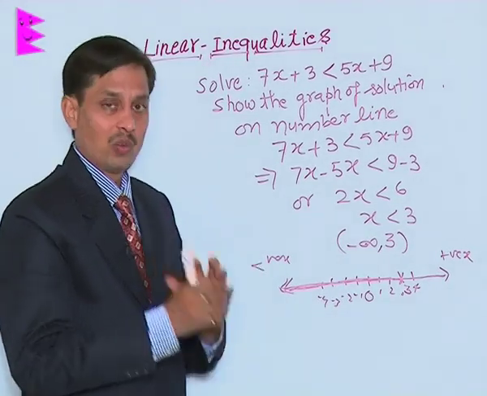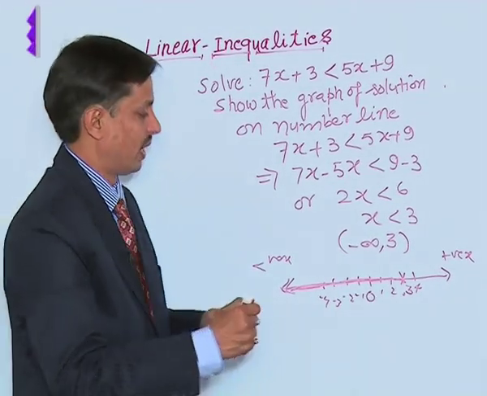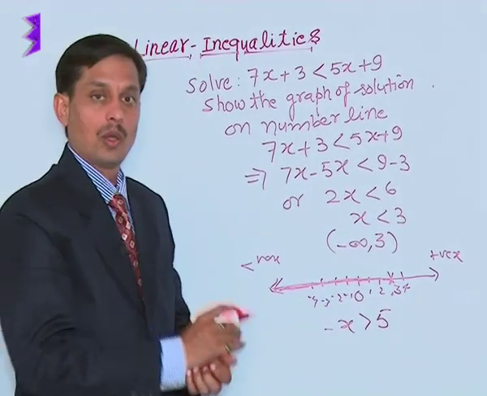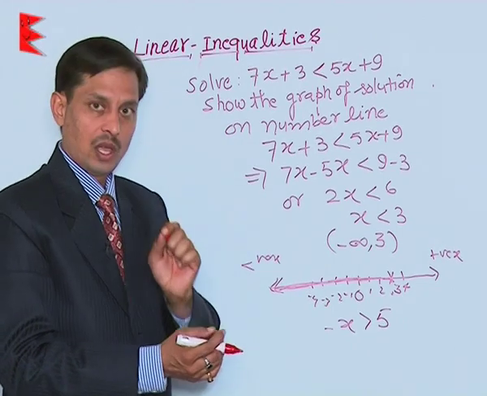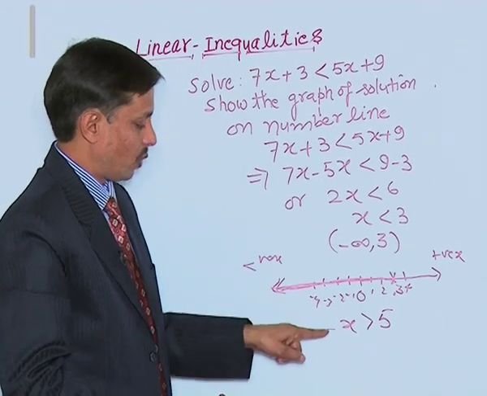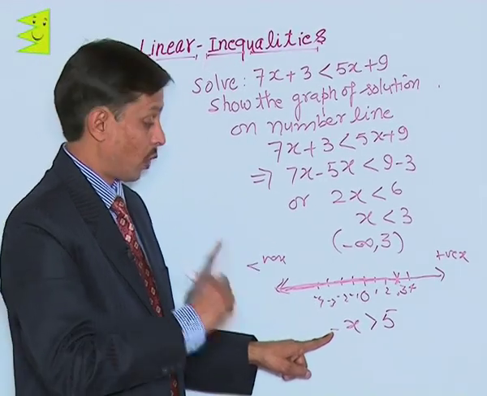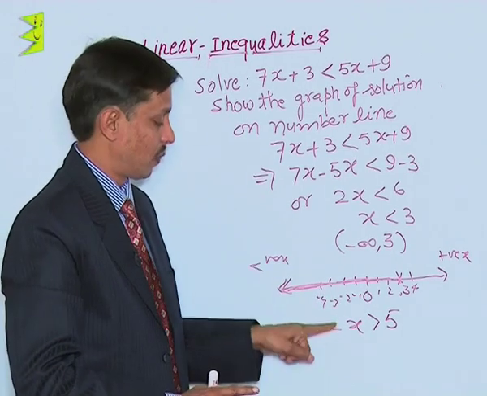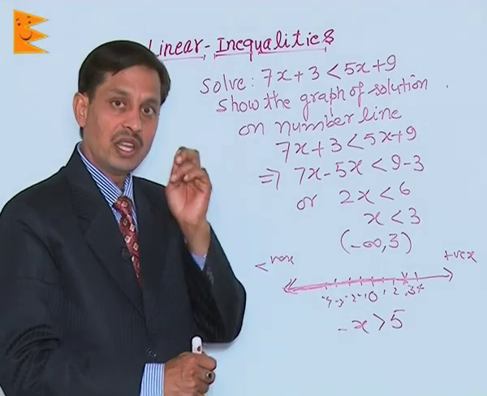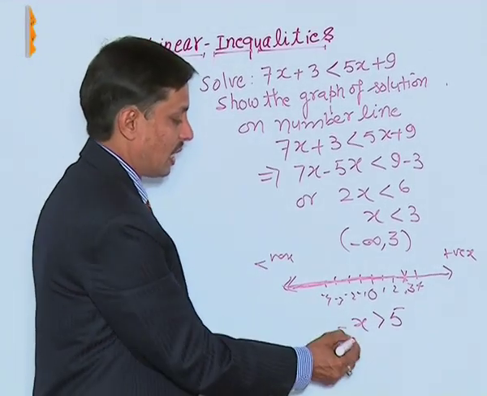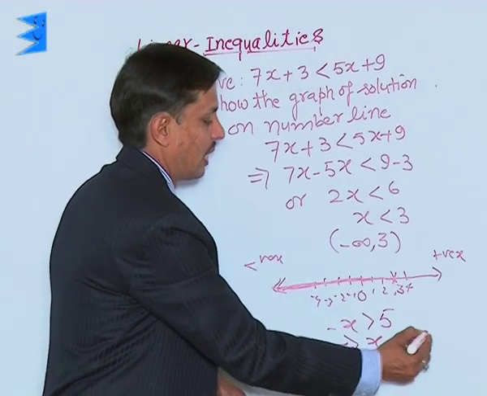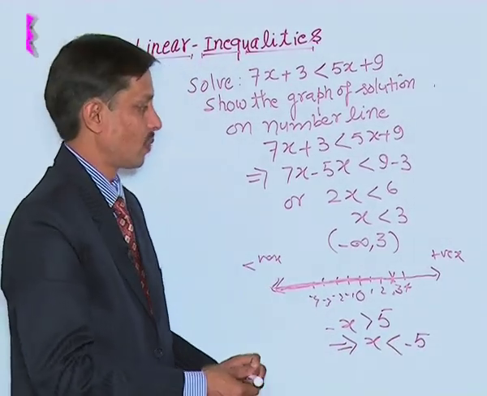Here I would like to add one more thing which is very important. Suppose if I say minus x is greater than 5, what is the answer of x? It is very necessary to understand, as and when we shift this negative sign from left to right, then automatically this inequality needs to reverse. So what will be the answer in this case? This implies x will be less than minus 5.